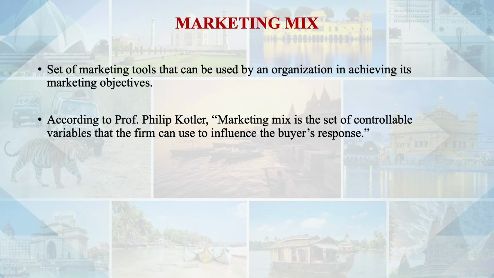Now, according to Professor Philip Kotler, marketing mix is the set of controllable variables that the firm can use to influence the buyer's response. So it is basically a set. Set means there is more than one element.